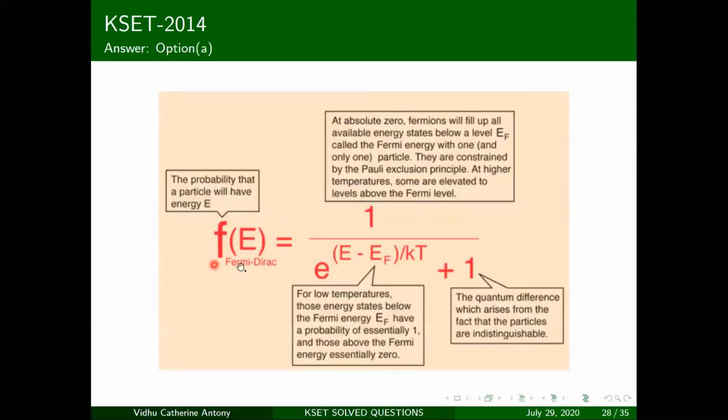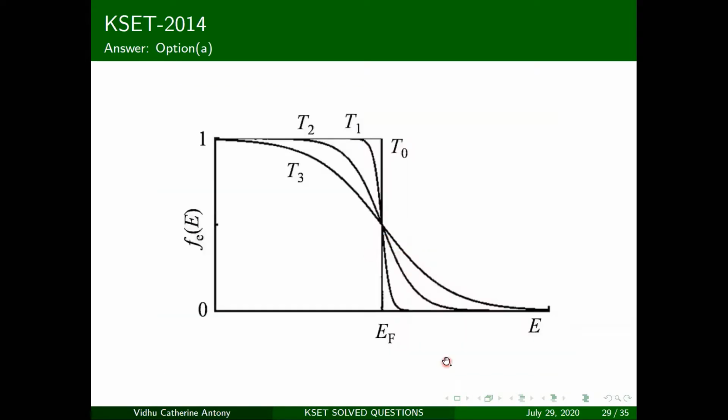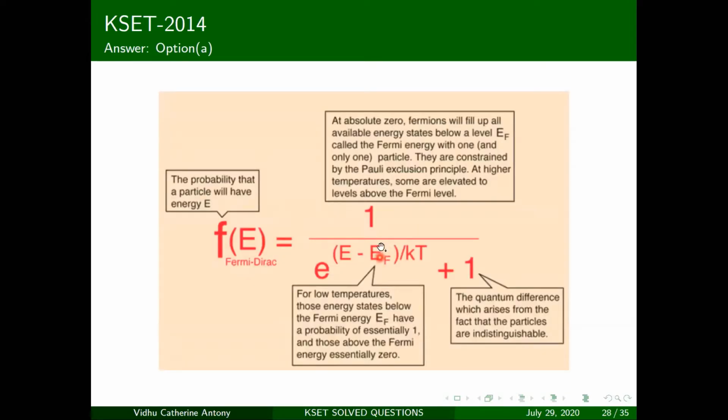So f of E is your Fermi-Dirac distribution. I think this is a very nice way to write it down. The formula is basically you're not just listing whatever properties down, but actually directing it to them. The probability that a particle with energy E will have is given by this. Here what you have is your Fermi energy, and then you have all this.